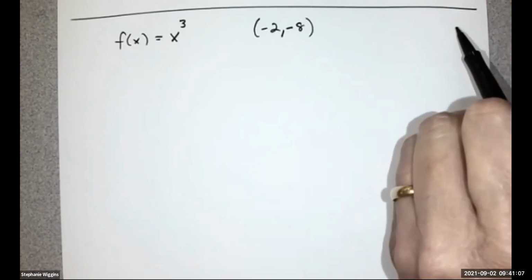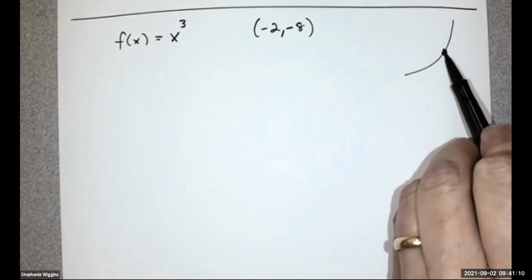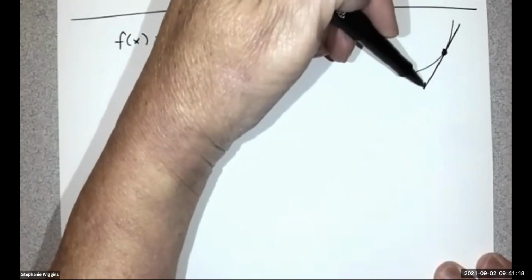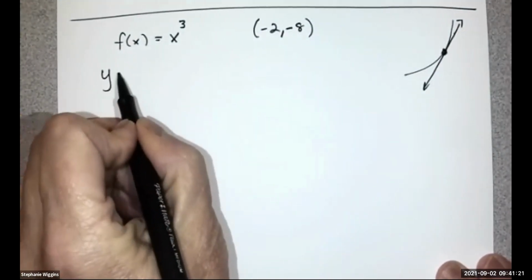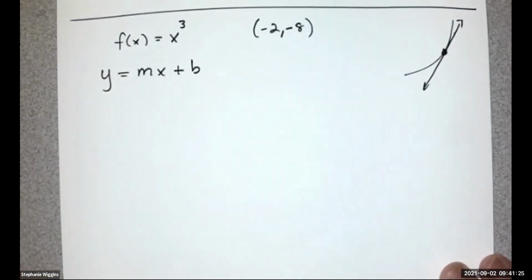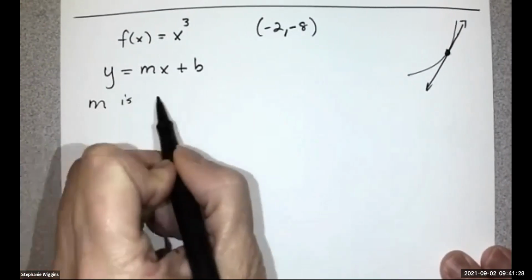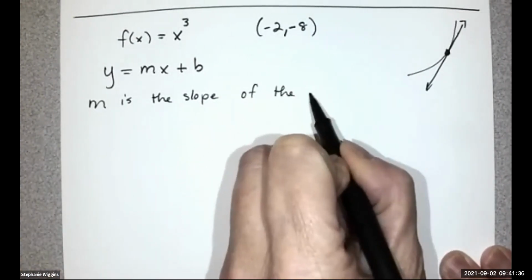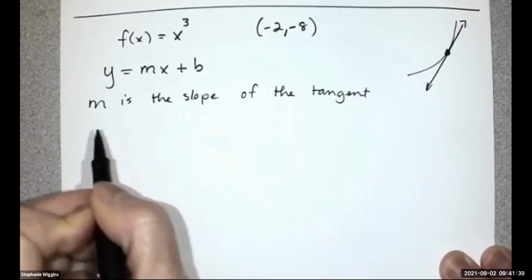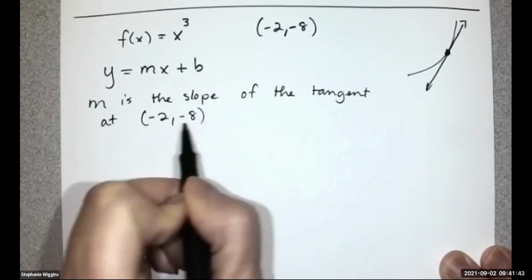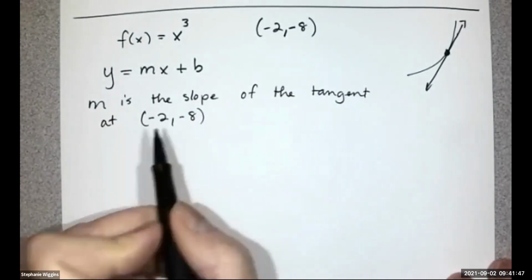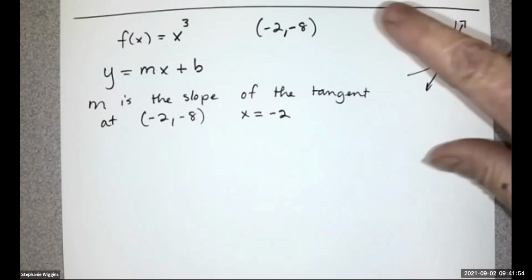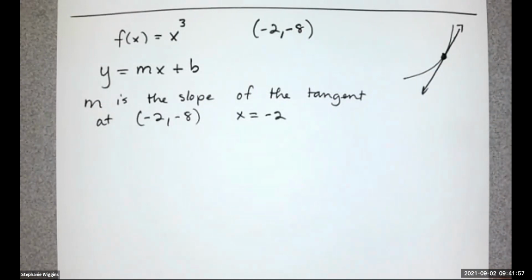Just as a little diagram here, you have a point on your curve. I'm not saying that the curve looks like this, but the tangent passes through that point. Okay, so we're going to be looking for an equation y equals mx plus b. And m is the slope of the tangent at the point -2, -8. So really, when we see the word at, we're thinking of x equal -2. And then b is found from the slope and the point. You can calculate what b is. So let's start with m.